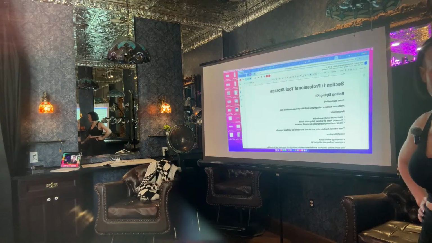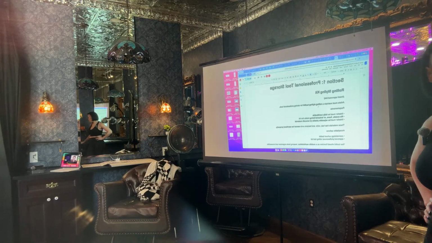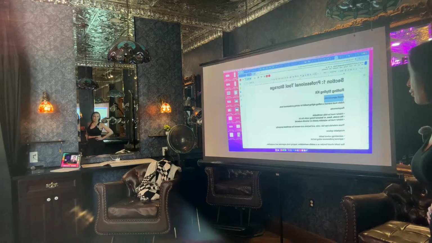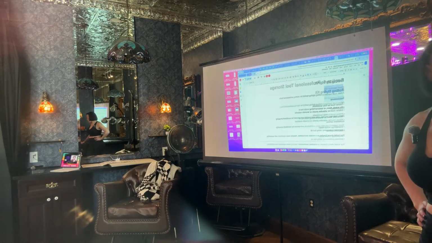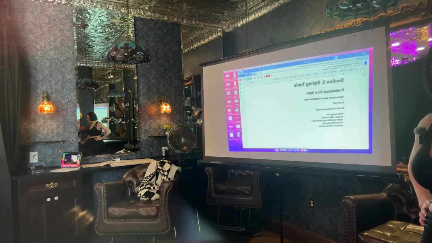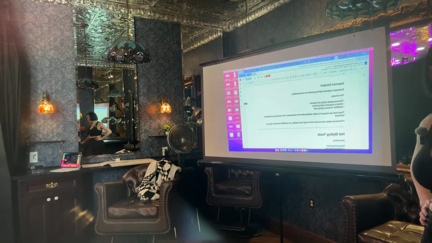We start with professional toolkit storage. I have not inserted the links in this yet, but you guys have access to the master document. You don't even need that in your folder. And once I insert the links for recommended tool purchases, if you don't have something and you need it, my recommendations are going to be here.